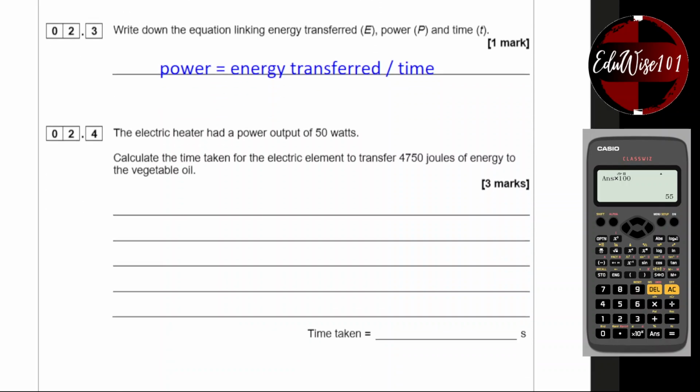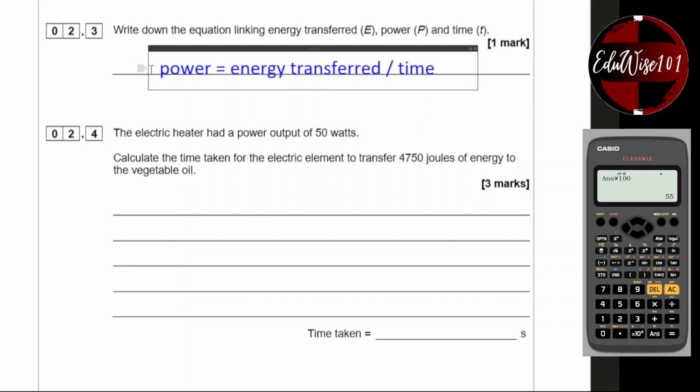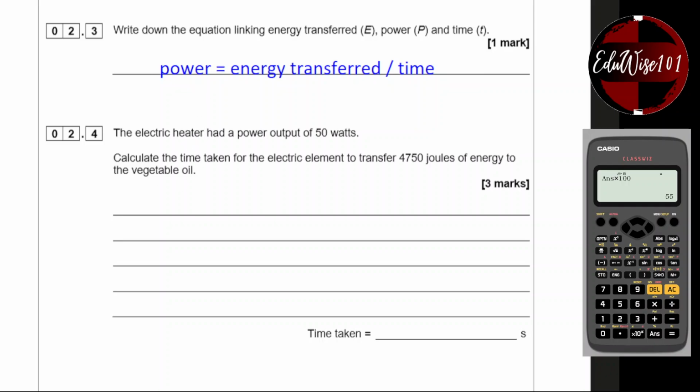Question 2.4. The electric heater had a power output of 50 watts. Calculate the time taken for the electric element to transfer 4,750 joules of energy to the vegetable oil. So P equals E divided by t, power equals energy divided by the time. They're asking us to find the time. So rearrange.